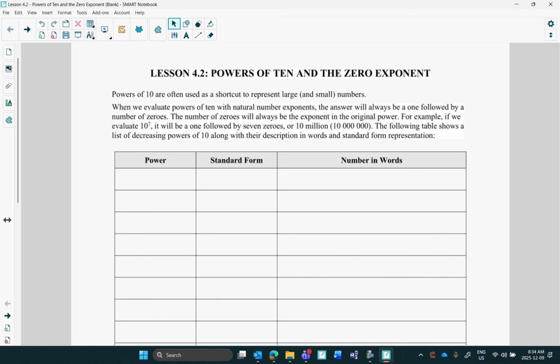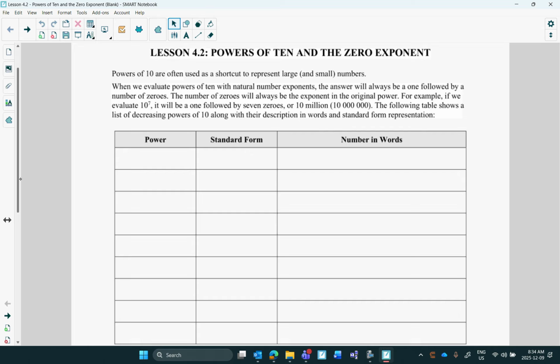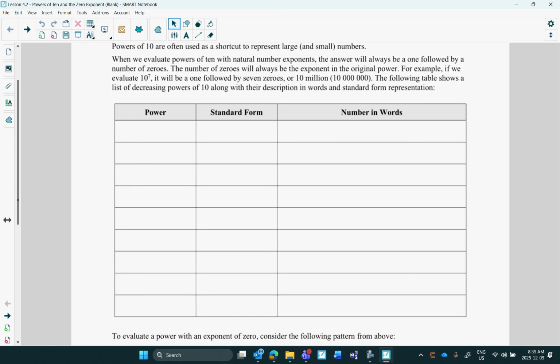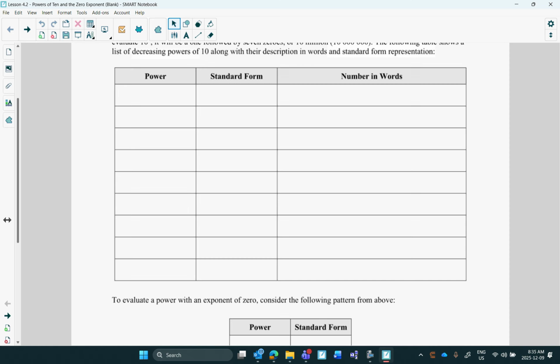So this one's pretty straightforward. We're going to talk about powers of 10, and what happens when you raise something to the 0 power. So I'm actually going to start at the bottom of this table, and we're going to start with the power 10 to the first.